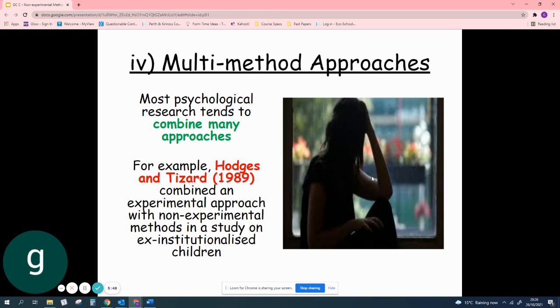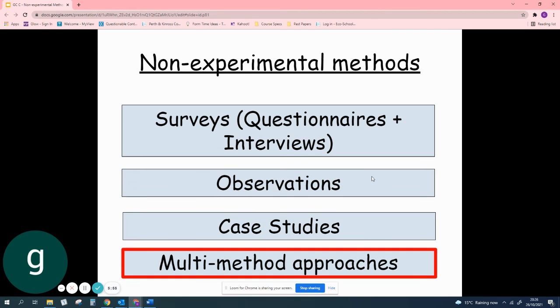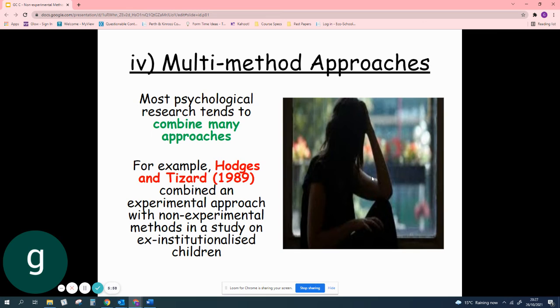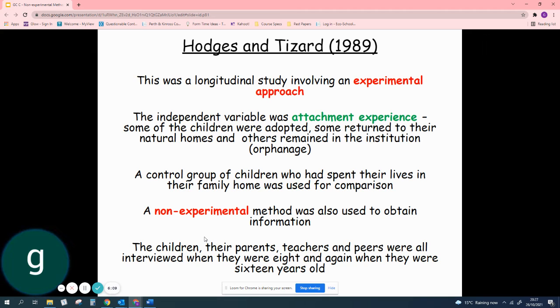So in terms of the multi-method approaches, most psychological researchers tend to combine several of these approaches, so the surveys, observations, and case studies. For example, Hodges and Tizard, 1989, combined the experimental approach and non-experimental approach when looking at ex-institutionalised children. It was a longitudinal study, which involved an experimental approach. The independent variable was, of course, attachment experiences, so some of the children were adopted, some returned to their natural homes, and others remained in an institution, so these are things like orphanages or shared homes. A control group of children who had spent their lives in their family home was used for comparison.